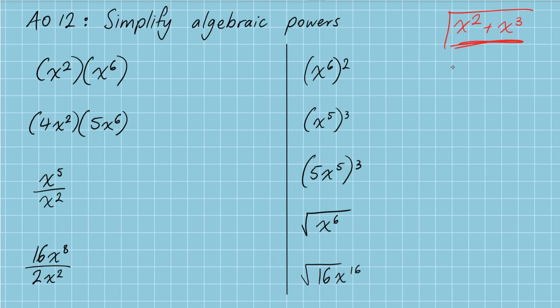So we're not going to be dealing with any of these addition problems today like this. So let's get rid of that. We're going to be dealing with multiplication, division, squaring, cubing, to the power ofs, and we're also going to be dealing with square roots. So let's have a look at this. So the first question we're going to look at is here. X squared times x to the power of 6.